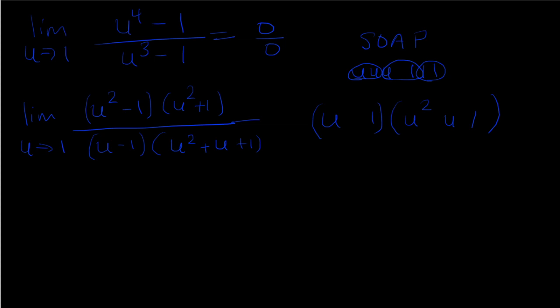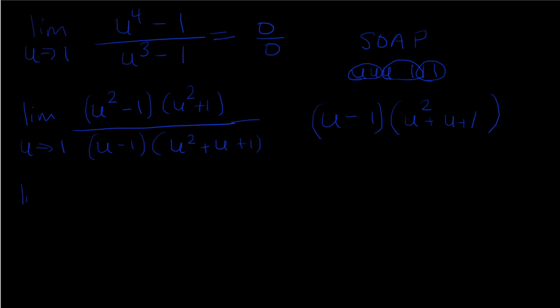SOAP stands for same, opposite, and always positive. Here I have u cubed minus 1, so the same sign will be a minus for the first one. The next is opposite, so the opposite of minus is plus. And the last one is always positive, so that's going to be a plus. So that's how I get that.